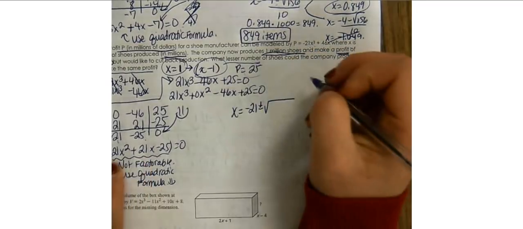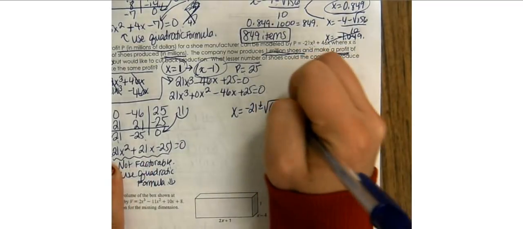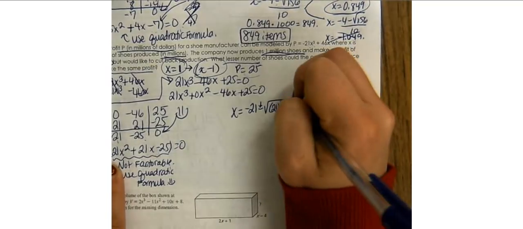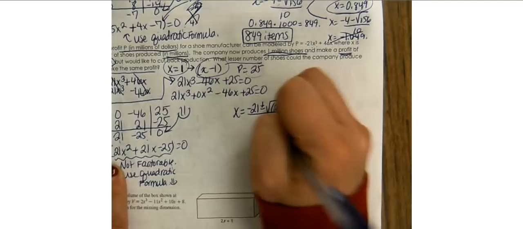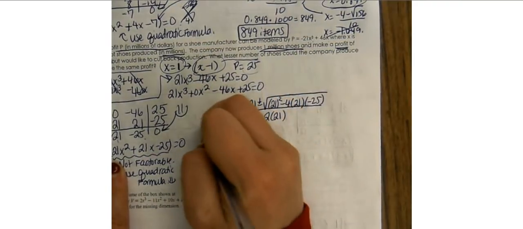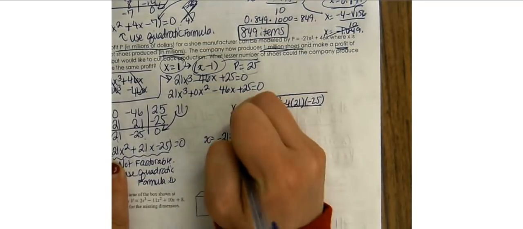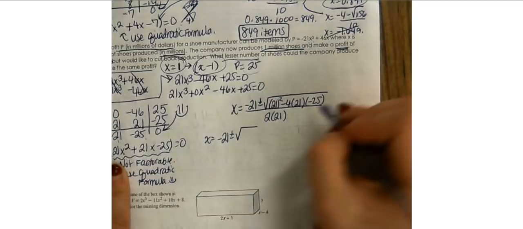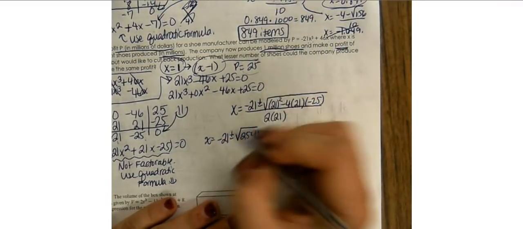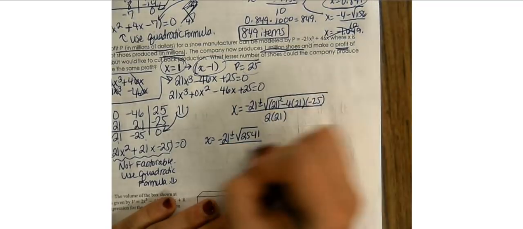So I'm going to come on over here and write x is equal to the opposite of b, so that's negative 21 plus or minus the square root of 21 squared minus 4 times 21 times negative 25. This is all over 2 times a, which is 2 times 21. So I'm going to write x is equal to negative 21 plus or minus the square root of, if you put that whole thing into your calculator, you would end up with 2,541. This is all over 42.